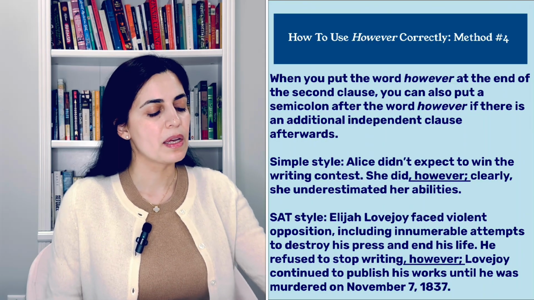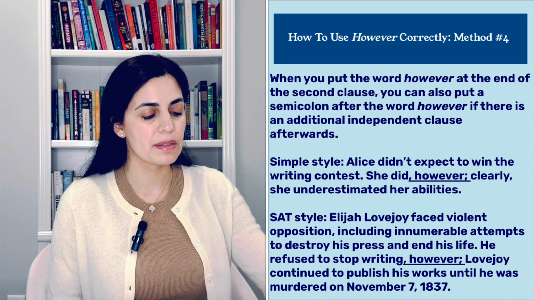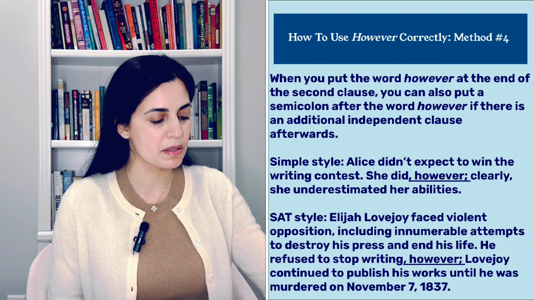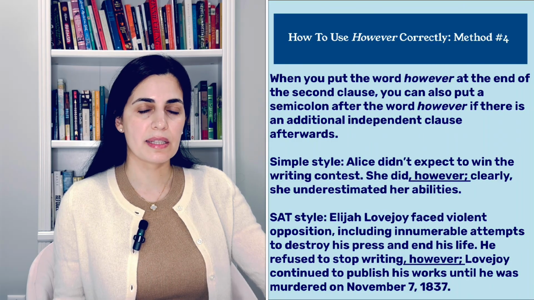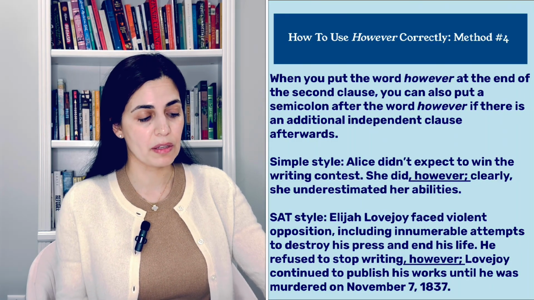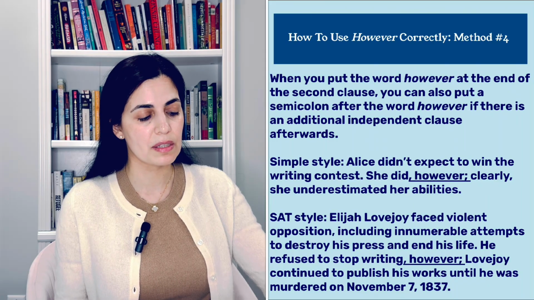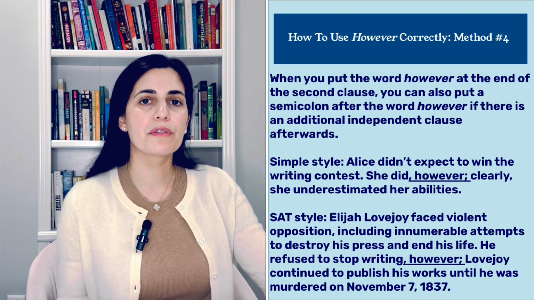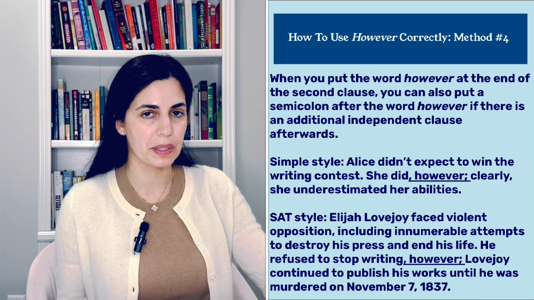But let's take a look at both a simpler sentence and an SAT style sentence to see exactly what I mean. The simple style would be, Alice didn't expect to win the writing contest. She did, however; clearly, she underestimated her abilities. So in this case, the opposing idea is that she did win, though she didn't expect to. The however is put at the end, she did, and then there's another clause afterwards. Clearly she underestimated her abilities.